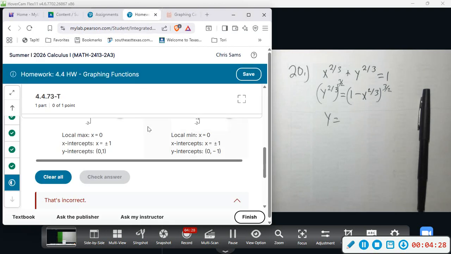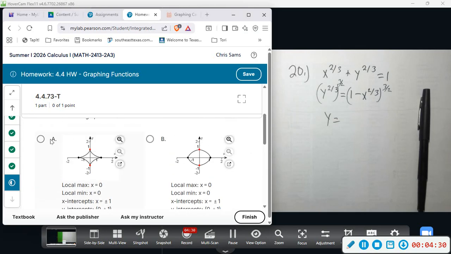So A is the one that you want. You just got to be careful when you're solving it by hand.